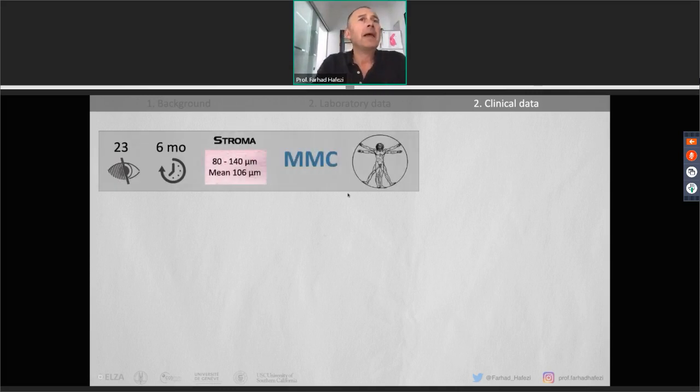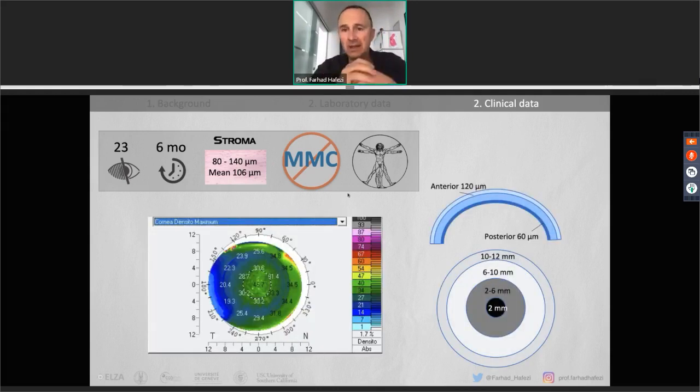And what we have seen with a total number of 23 eyes and a 6 months follow-up, we have seen that if we completely avoid mitomycin C in stromal ablations between 80 and 140 microns, so with a mean of more than 100 microns, then we looked at the haze reaction. We looked at it clinically with the classical haze grading, and we also took the densitometry module of the Pentacam and looked at haze in the anterior and posterior cornea, in the center versus the periphery.